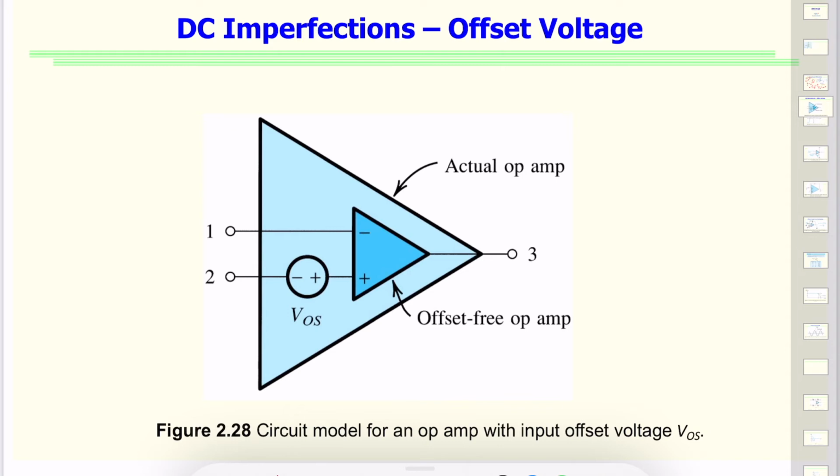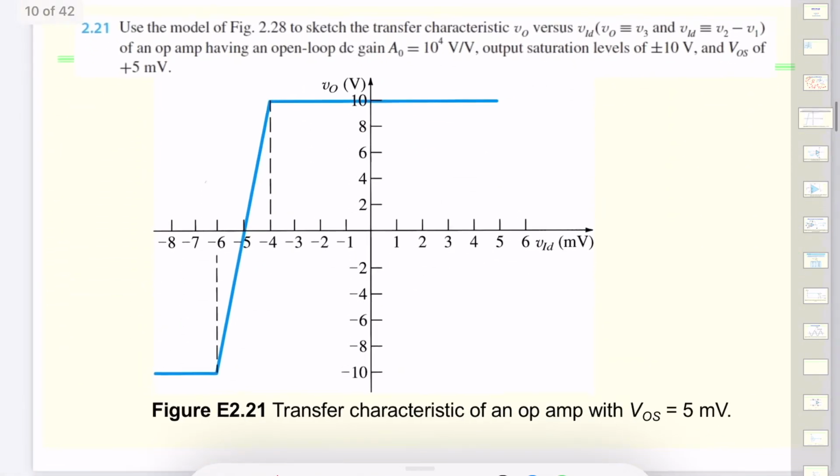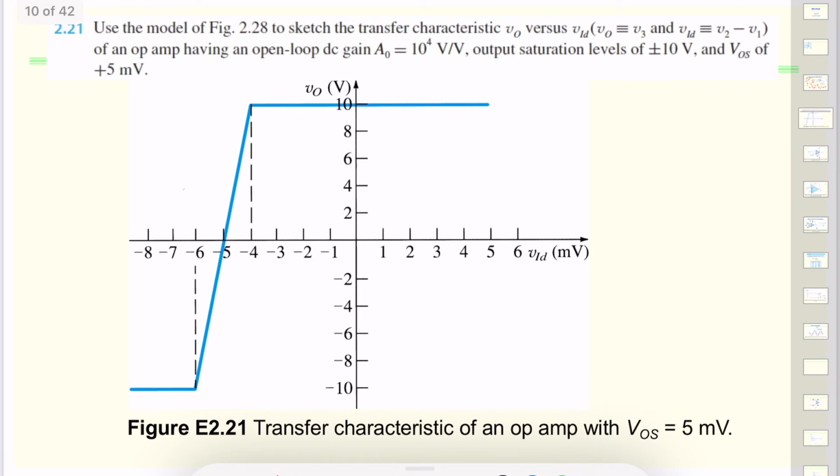What happens when you have these imperfections? For example, this exercise talks about sketching the transfer characteristic of an op-amp with these imperfections. If you look at it, we have to apply and show the offset voltage in the transfer characteristics, and that results in shifting of the transfer characteristic to the left.